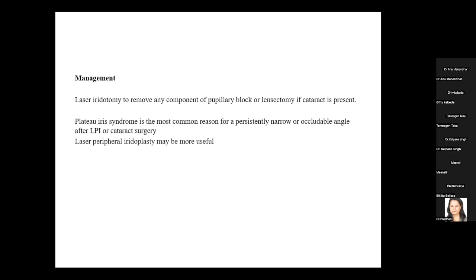Management in plateau iris is laser iridotomy to remove the pupillary block, or lensectomy if a cataract is present. Plateau iris syndrome is the most common reason for a persistently narrow or occludable angle even after laser peripheral iridotomy or cataract surgery. And laser peripheral iridoplasty is more useful than LPI.